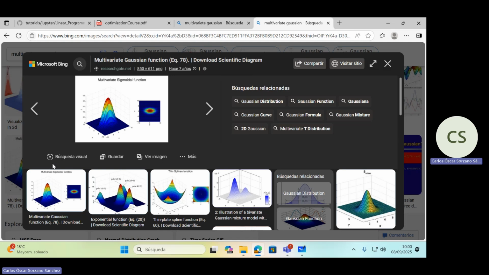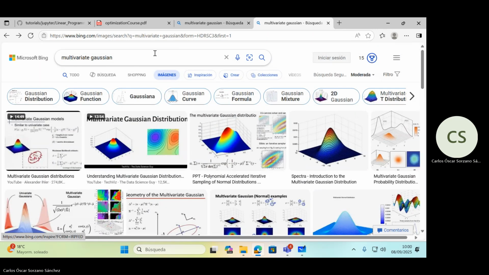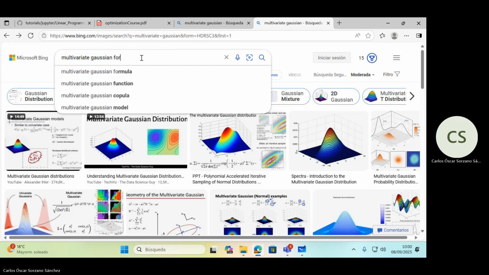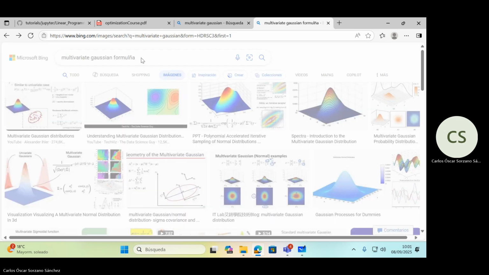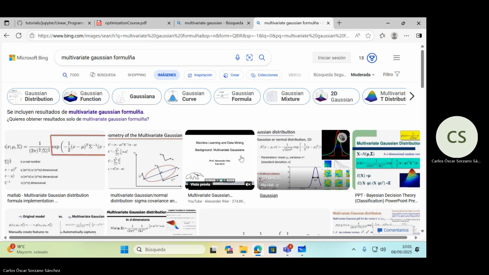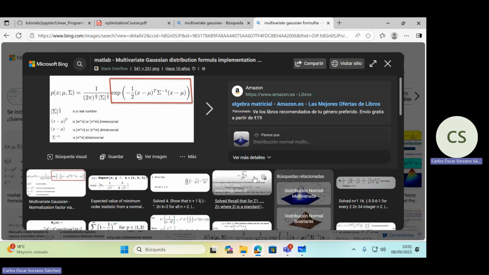And the formula is... okay. So forget about this normalizing constant exponential, but the interesting part is here. So you have the vector minus the mean transpose, and then sigma minus 1 x.